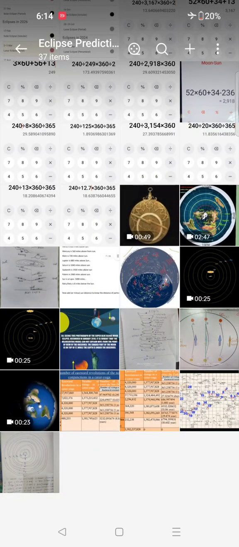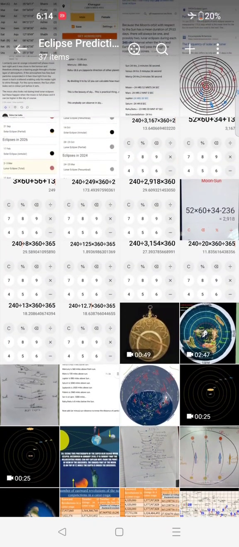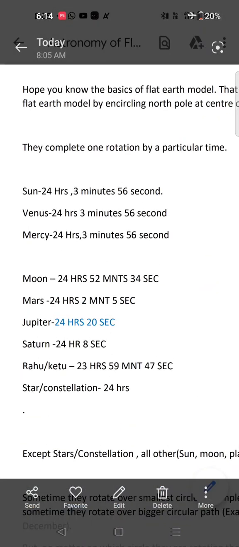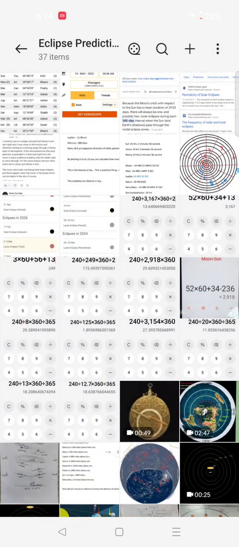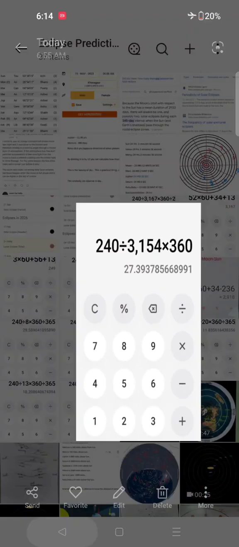So in this way, if we can calculate this gap and the time taken to complete this gap, then we will be able to calculate solar eclipses, lunar eclipses and the phases of the Moon. What is the calculation? Let's start with the Moon first.